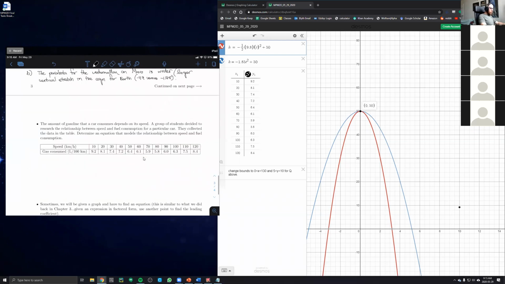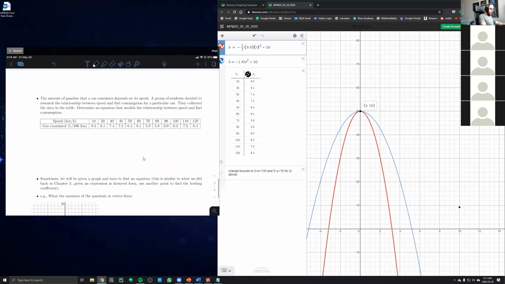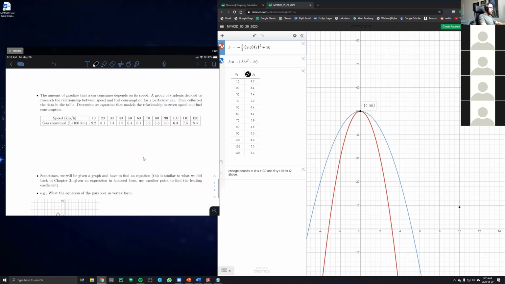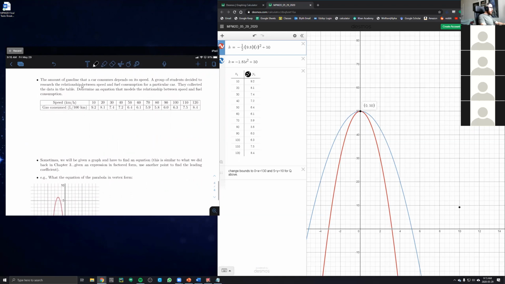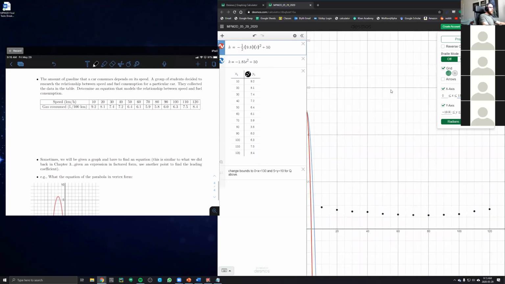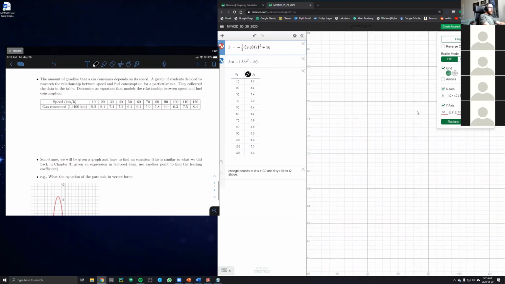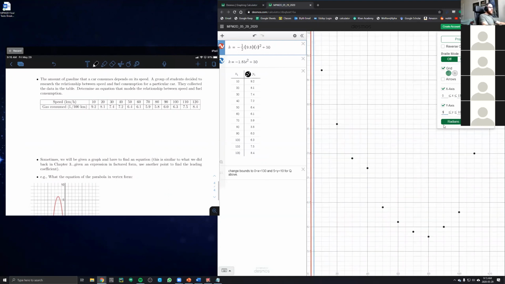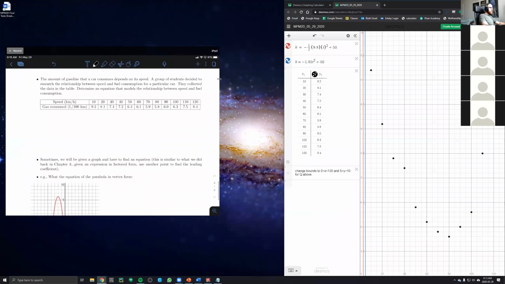Okay, I have one more word problem, and then one more quick little example. So the next word problem, actually already have the graph set up here. So let's change our x bounds, and then we'll read through the question together. So 0 to 130, and our y values from 5 to 10. Okay, so in this question, let's read through it here. Let's make this a little bigger. There we go.